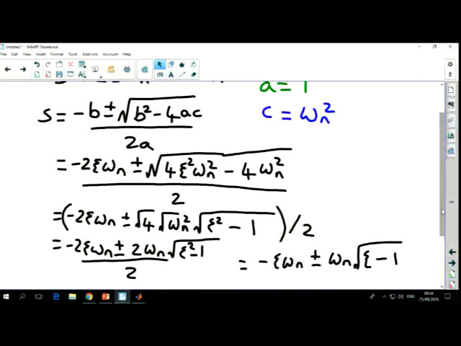I'm hoping that's the right answer. Somebody can tell me whether that was the right answer. Yeah, it looks right. Oh, sorry, that last bit should be zeta squared. It was zeta squared here, I just forgot to put the square on.